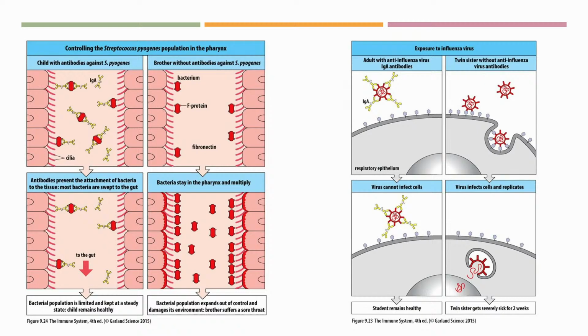Twin sister doesn't have the anti-influenza virus antibodies, and then the virus infects the cells, and this twin sister gets severely sick for 2 weeks. So that's why you get vaccinated, is to make sure that you have certain antibodies to protect against infection.